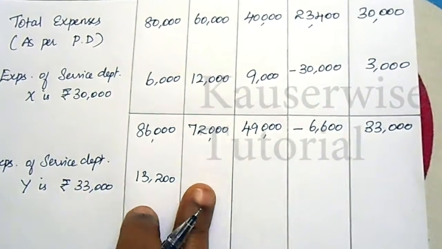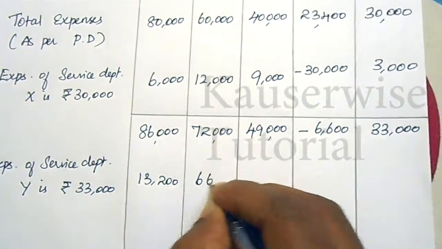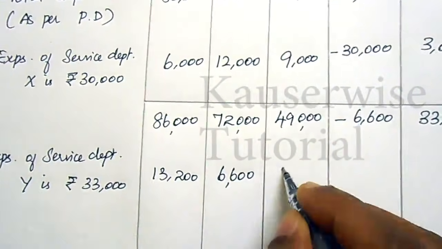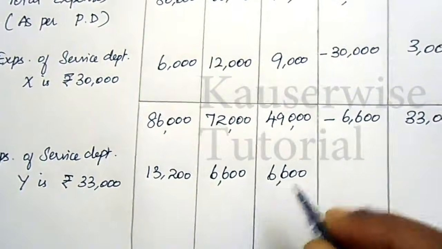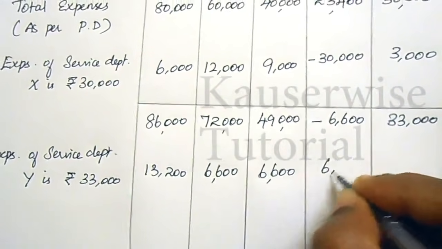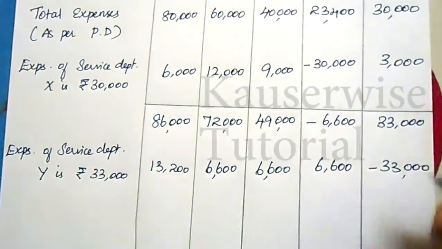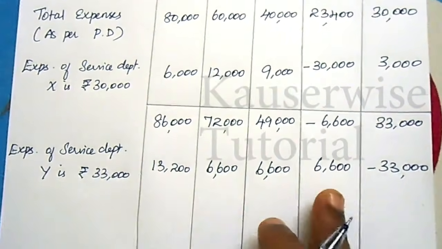33,000 into 20 by 100, 6,600. 33,000 into 20 by 100, same thing, 6,600. And the same percentage, 20%, 6,600. So the entire 33,000 is reapportioned to A, B, C and X.